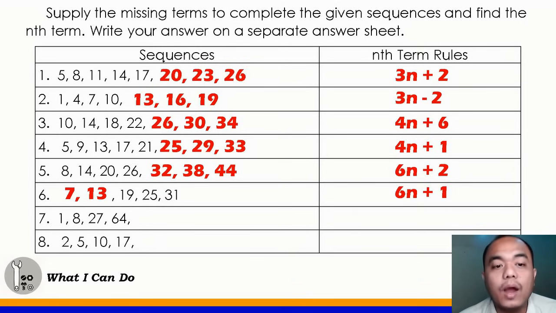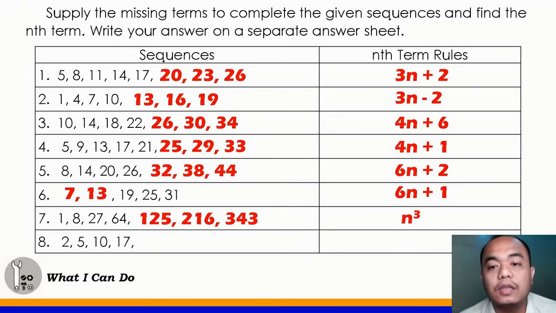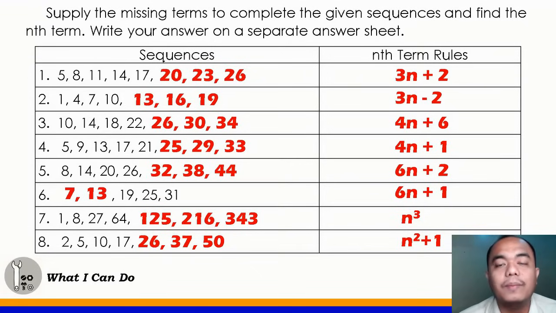Number 7: 1, 8, 27, 64. The next 3 terms are 125, 216, and 343. And the nth term rule here is n cubed. Number 8: 2, 5, 10, 17. The next terms in the sequence are 26, 37, and 50. And the nth term rule for number 8 is n squared plus 1.